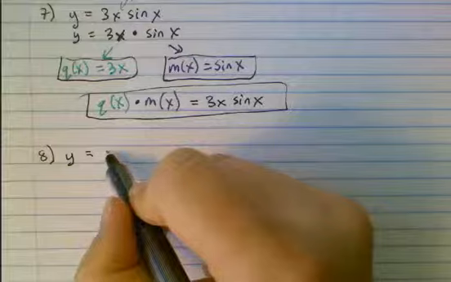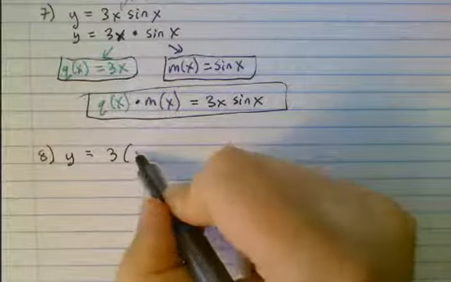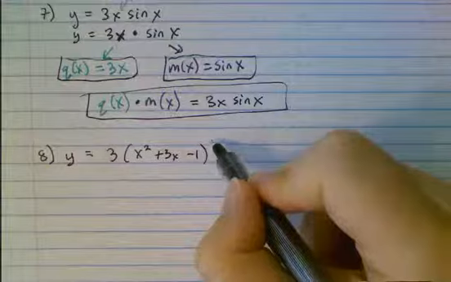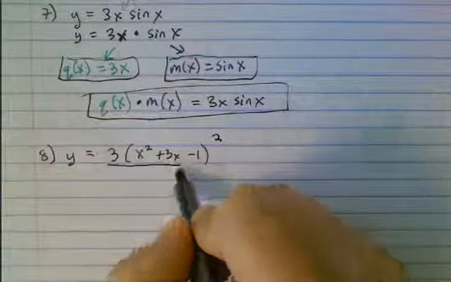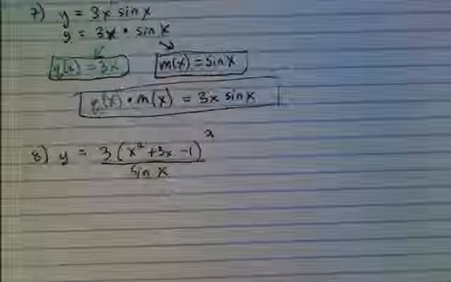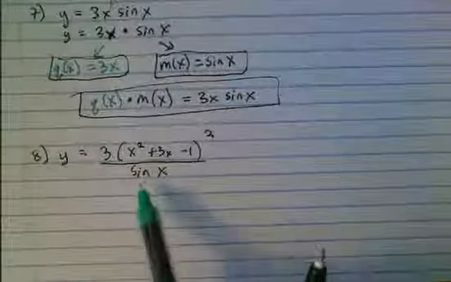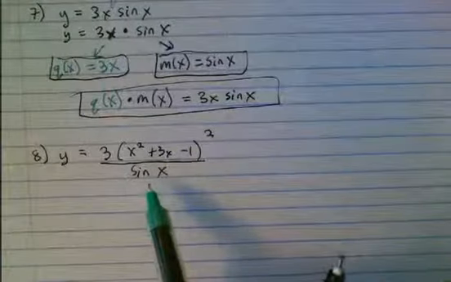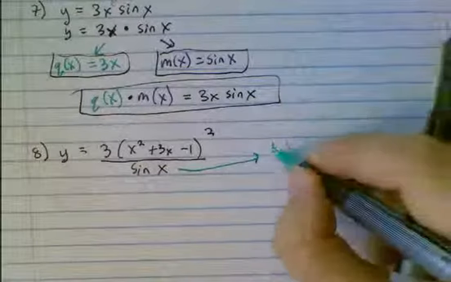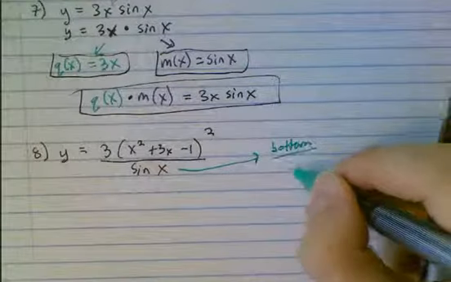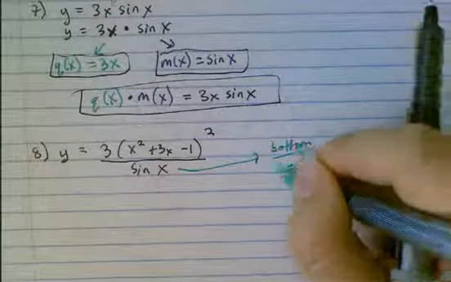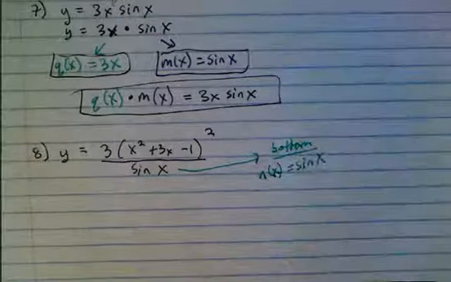y equals 3 times x squared plus 3x minus 1 squared, over sine of x. Well, notice here we pretty clearly have some division. So why don't we just take this one over here, just for starters. We've got a bottom. Clearly something equals sine of x. Let's call it n of x, just for kicks.